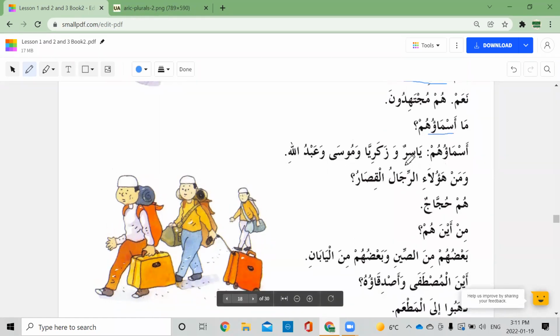Can I just point out one thing really quickly? For names, we will be coming across this many times, but basically any noun, we all know that any noun in its normal state is in the rafa, right? Dhamma or dhammatain. So yasirun is this noun in its normal state, it is rafa. What do you think about all of these? Zakaria, Musa, and Abdullahi. You can put it in the chat or tell me with your mics on. Which state are these in? Rafa, nasab, or jar?